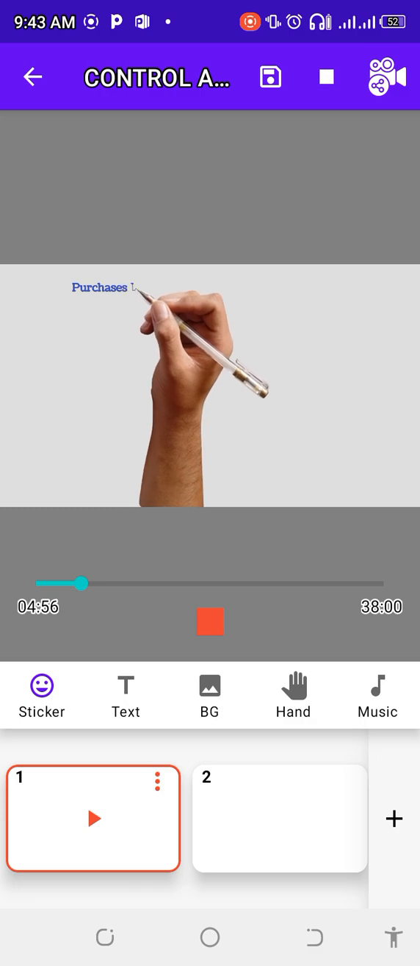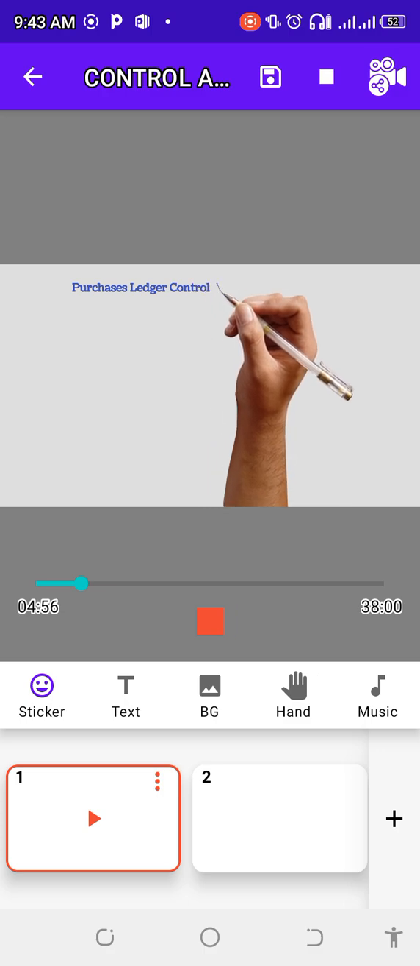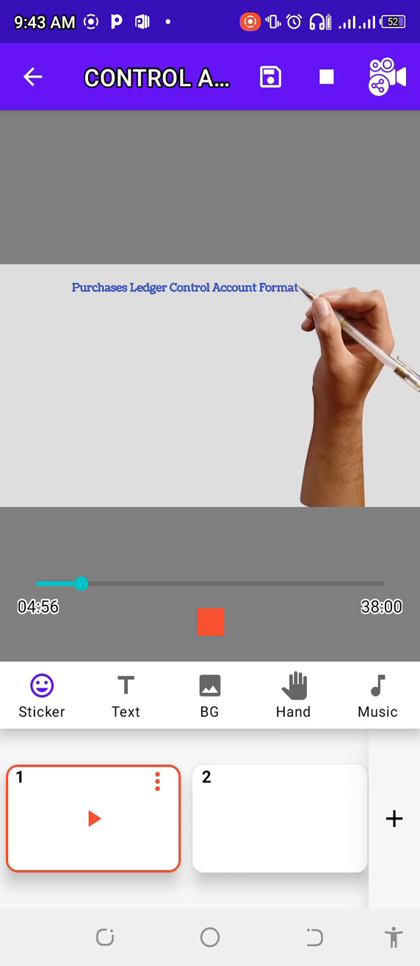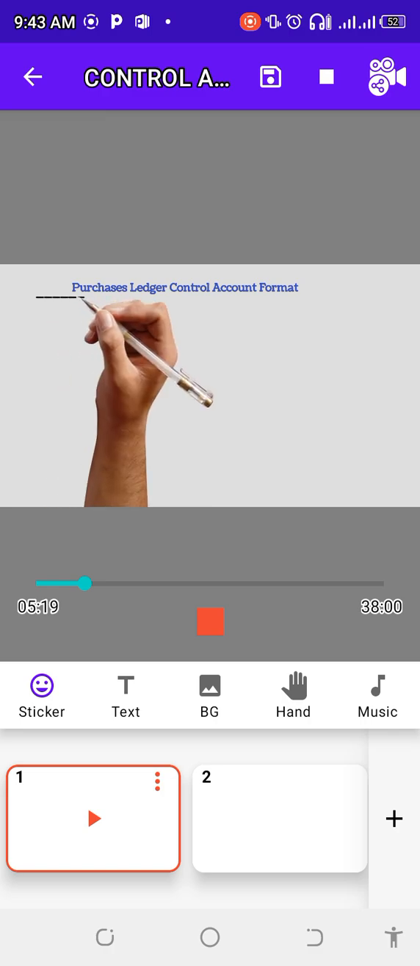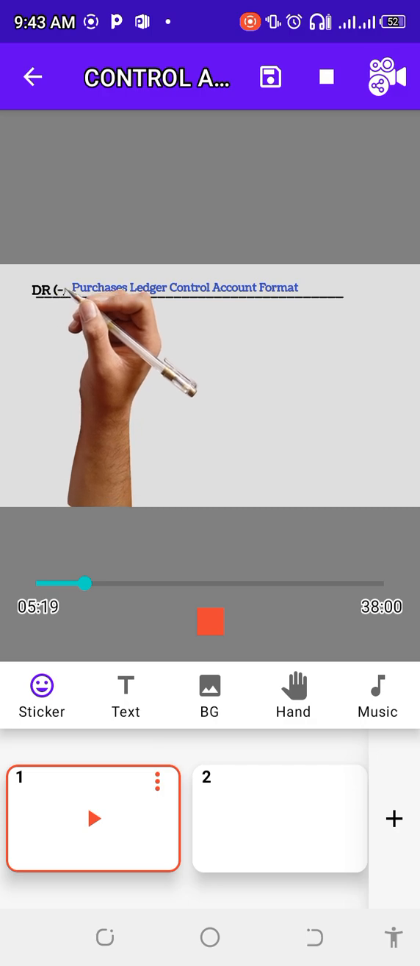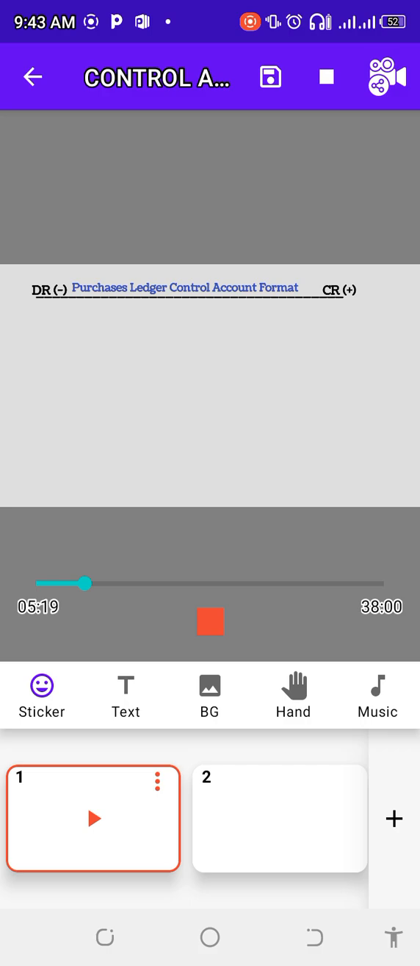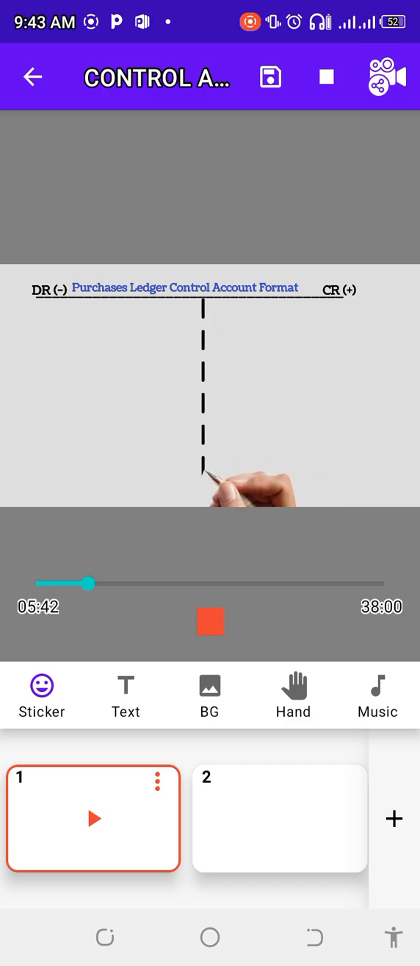Now we are going to take a look at the format of the purchases ledger control accounts. The purchases ledger control account is a current liability account that takes increase by the credit side and decrease by the debit side. So in this account, anything that will increase it will be recorded by the credit side, and anything that will reduce it will be recorded by the debit side.